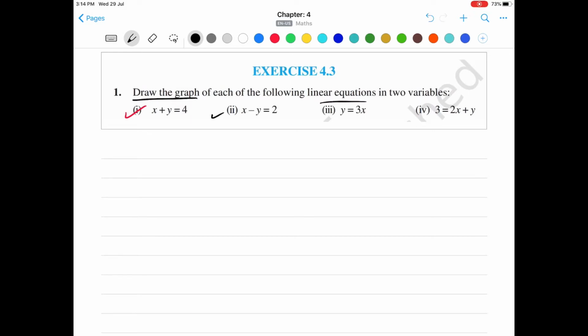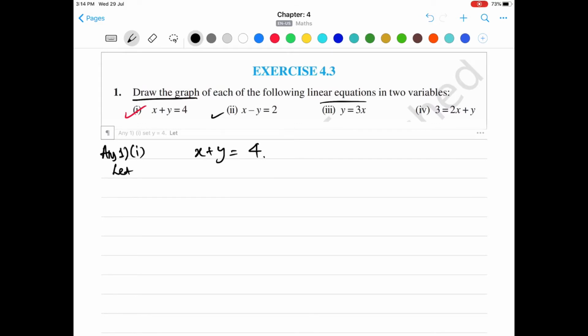The first that we have is, let's write answer number 1, part 1. First equation that we have, x plus y equals 4. Again we are going to first find the solution of this line, then we will represent those points on the graph paper. Okay, in order to find a solution, we assume a value for x, then we will get the subsequent value of y, or you can assume a value of y, you will get the subsequent value of x. So let's start by taking x equal to 0.